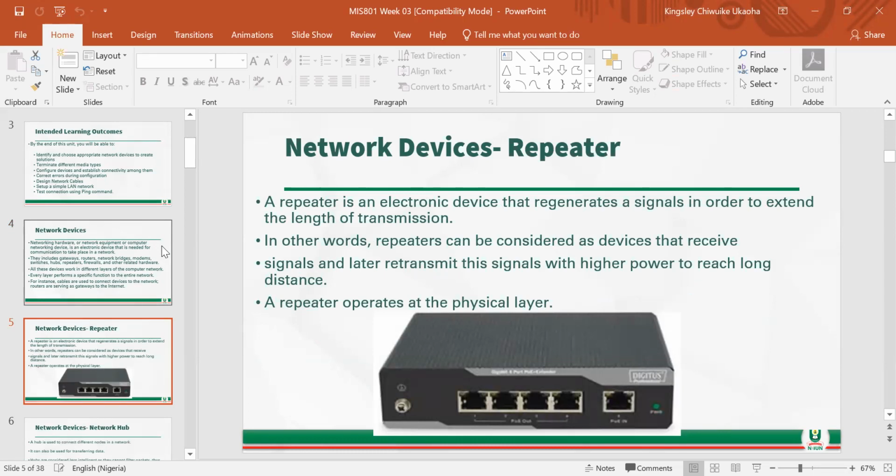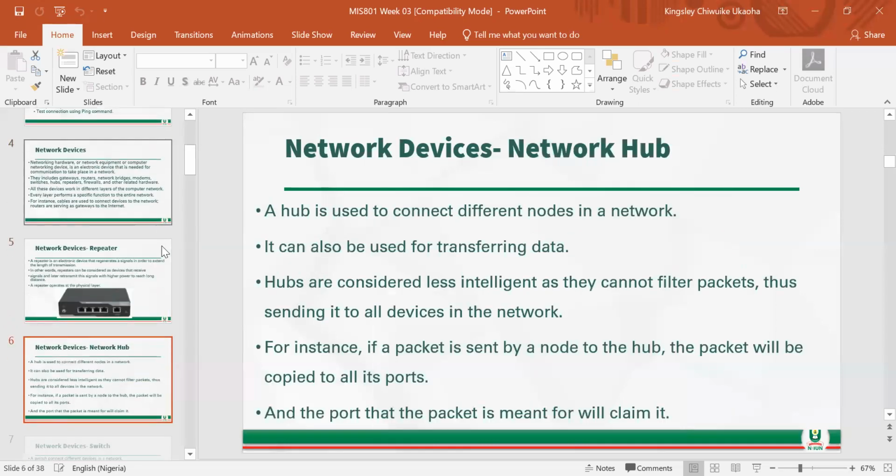So as the signals are getting weaker, the repeaters will pick them, strengthen them, and move them around as if they are fresh signals, so they don't get weaker. Repeaters can be considered as devices that receive signals and later retransmit these signals with higher power to reach long distance. A repeater operates at the physical layer. So what you have there is the diagram of what a repeater looks like.